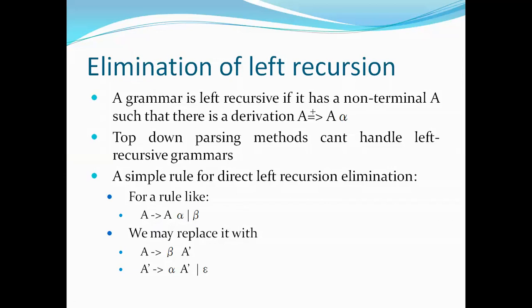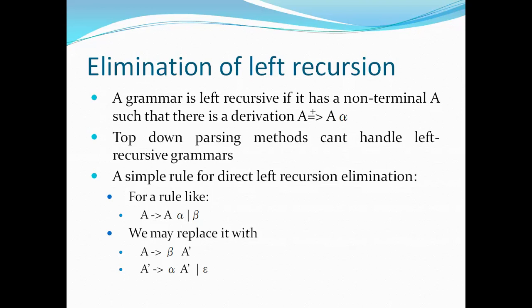Left recursion is a production in the form A produces A alpha. That is the left recursive production. If that type of production is available in the given grammar, we can say the entire grammar is a left recursive grammar. How do we eliminate the left recursion? In the previous subject, formal languages and automata theory, we discussed how to eliminate left recursive grammar.